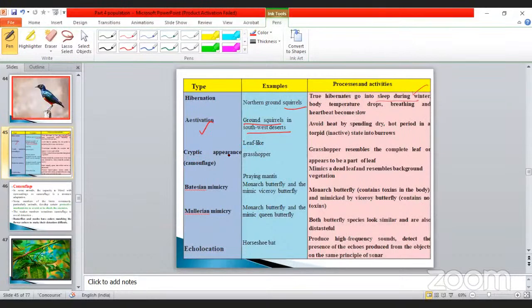And cryptic appearance, camouflage, that is very, very important, my dear. So many times they ask questions on it. Leaf-like grasshopper, we already saw it. Many grasshoppers look like a leaf. The grasshopper resembles the complete leaf or appears to be a part of a leaf. It mimics a dead leaf and also resembles background vegetation. See this one? You can understand.